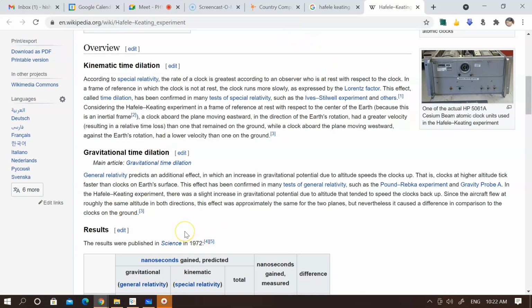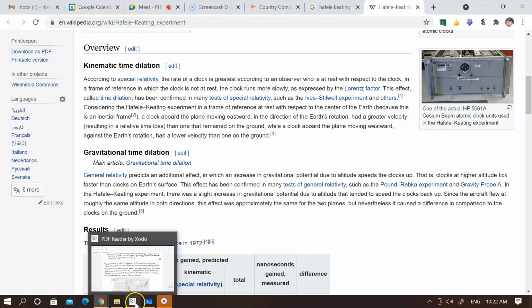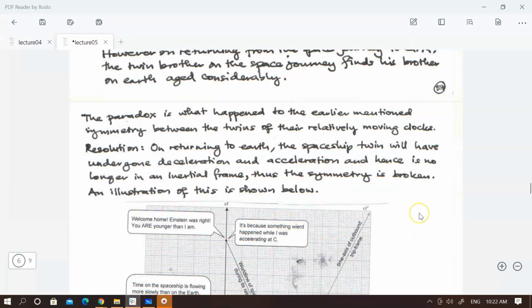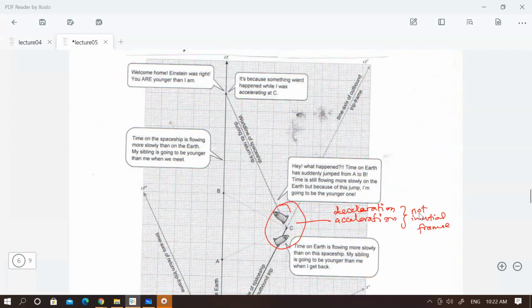Maybe I'll put this in the student-centered learning module, so maybe some of you can study this particular paper. Right, so let's start to move on.